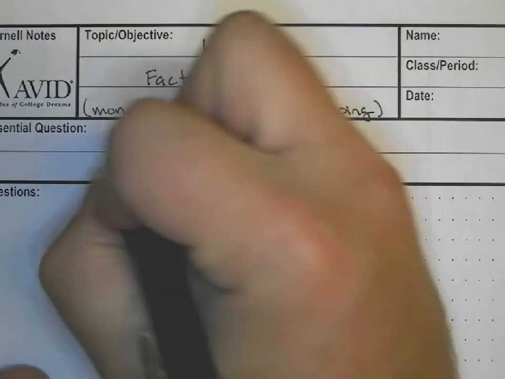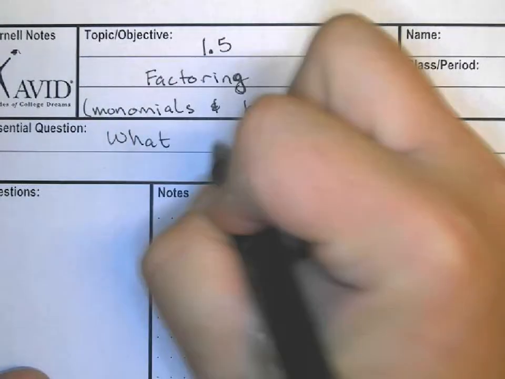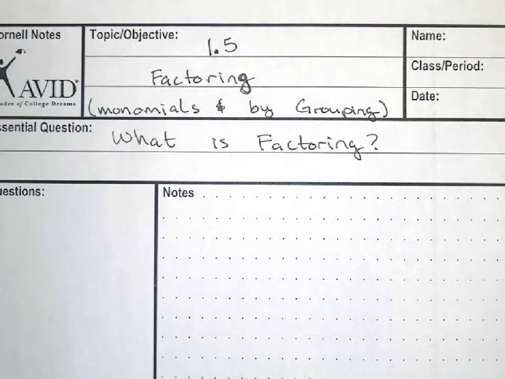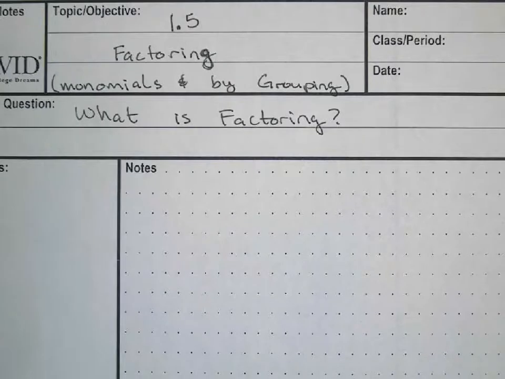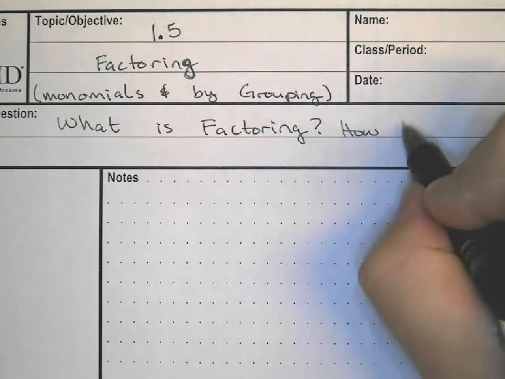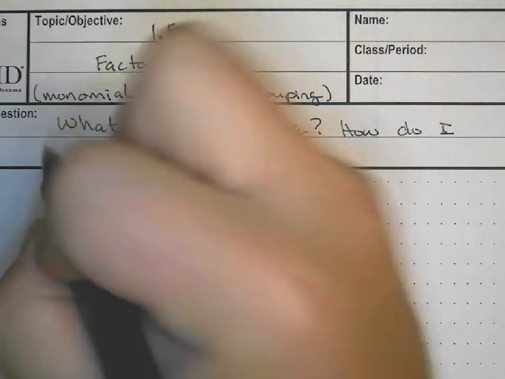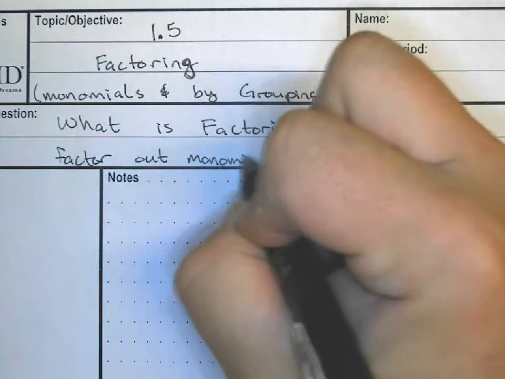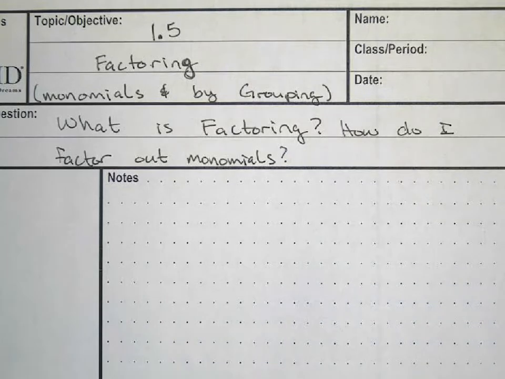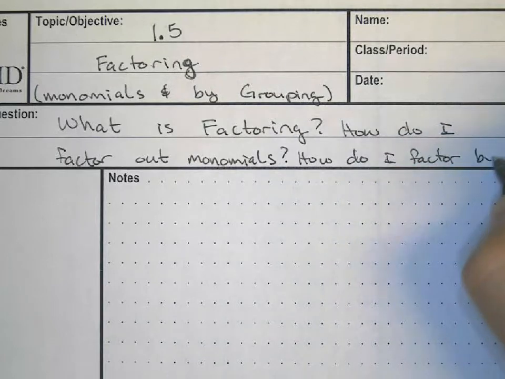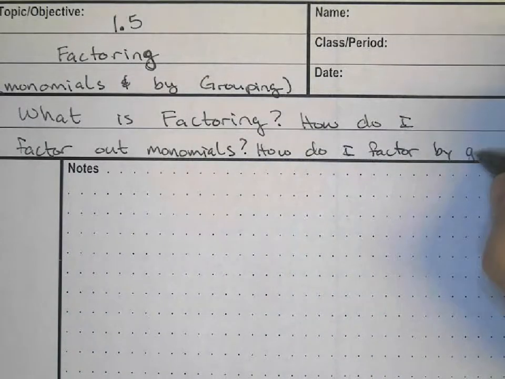My essential questions will be: What is factoring? How do I factor out monomials? How do I factor by grouping?